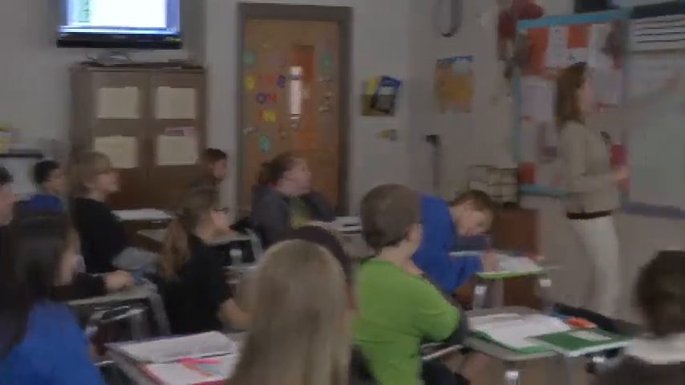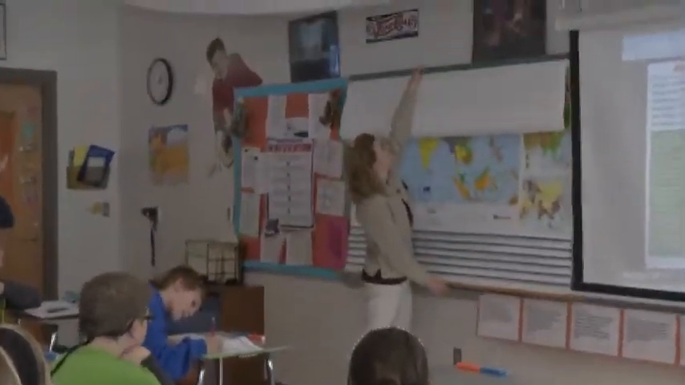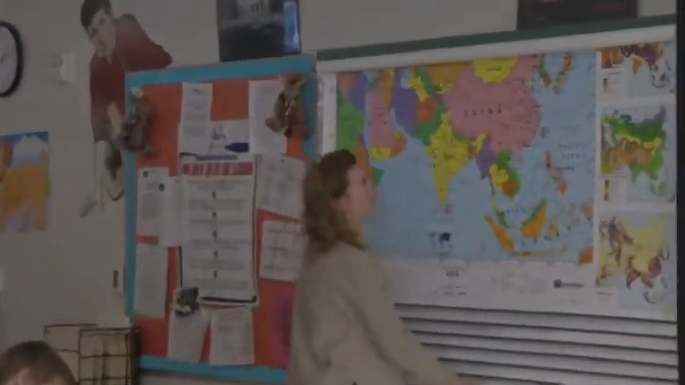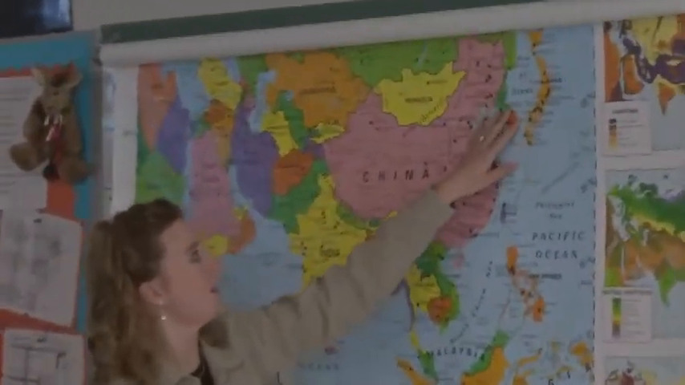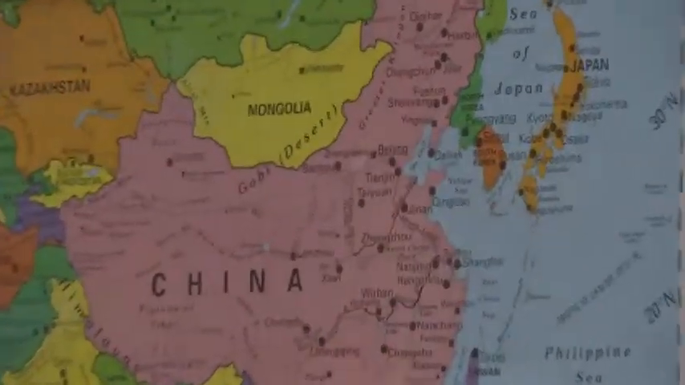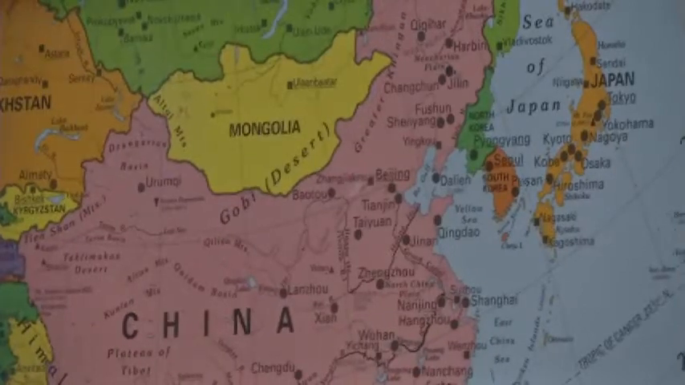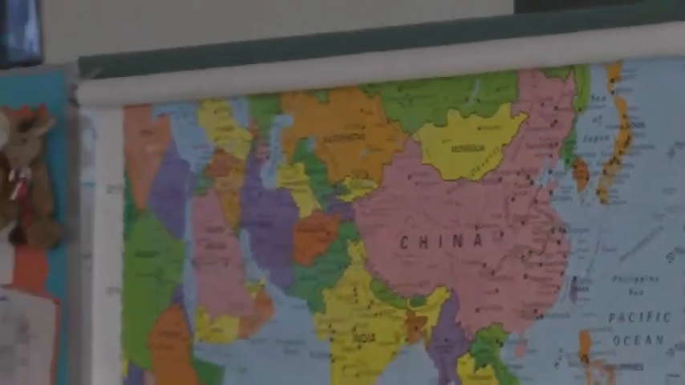All right, now we're going to talk. We left off yesterday, and I was going to give you an example of a dictatorship. So we're going to go all the way over here to the eastern part of Asia, and we're going to go to North Korea. Now, we're going to talk a little bit about the Korean War because America has interest in Korea. The Korean War was fought in the 1950s.